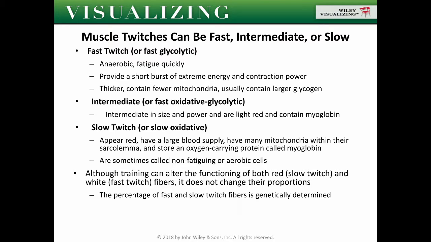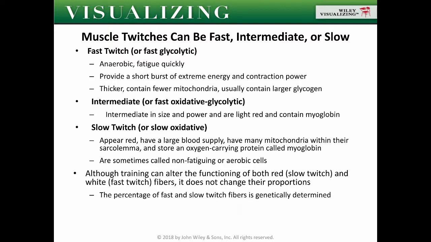Glycogen is the storage form of glucose. Anaerobic respiration requires more of it because, remember, anaerobic respiration yields 2 ATP for every glucose molecule. So in order to create a large amount of ATP in a short amount of time, you also need a large amount of glucose.